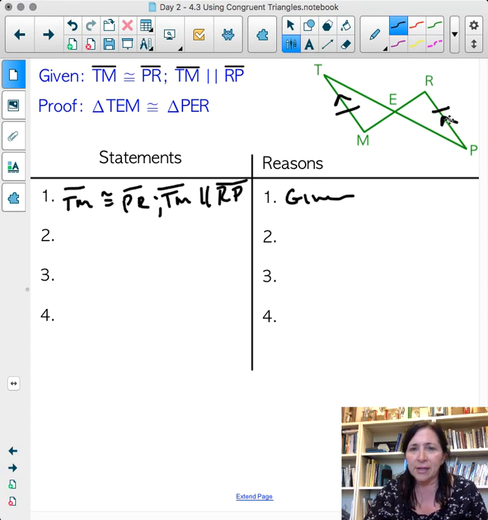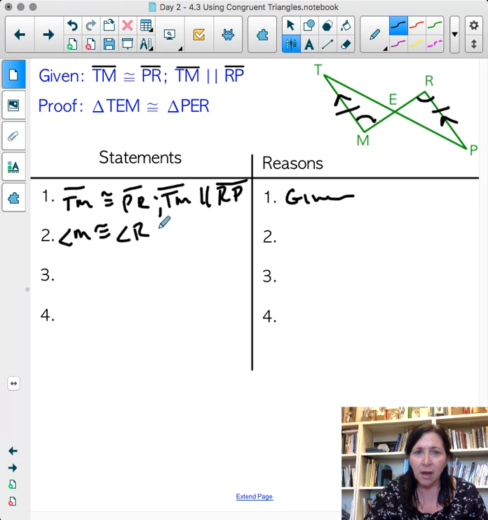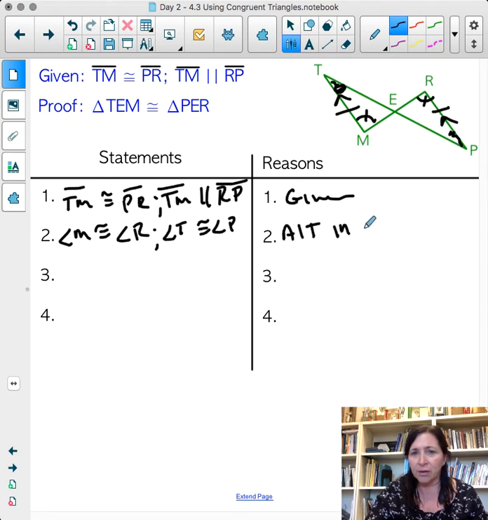With these two lines being parallel, they give us alternate interior angles congruent, meaning I know now that M is congruent to R. So I'm going to say angle M is congruent to angle R. I also know, and I'm going to put one slash here, because these lines are parallel, that T is congruent to P. So I can say also angle T is congruent to angle P. And that's because alternate interior angles are congruent.